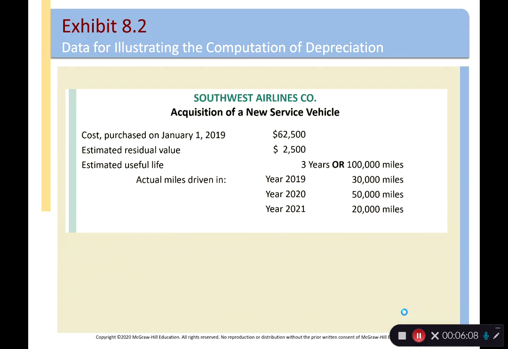So we're going to use an example for Southwest. We're going to assume they purchased a new service vehicle with a cost of $62,500. They're estimating the residual value to be $2,500, and they plan to use it for 3 years or 100,000 miles. And then we're given some information about the actual miles driven in each year because we're going to need that for units of production.